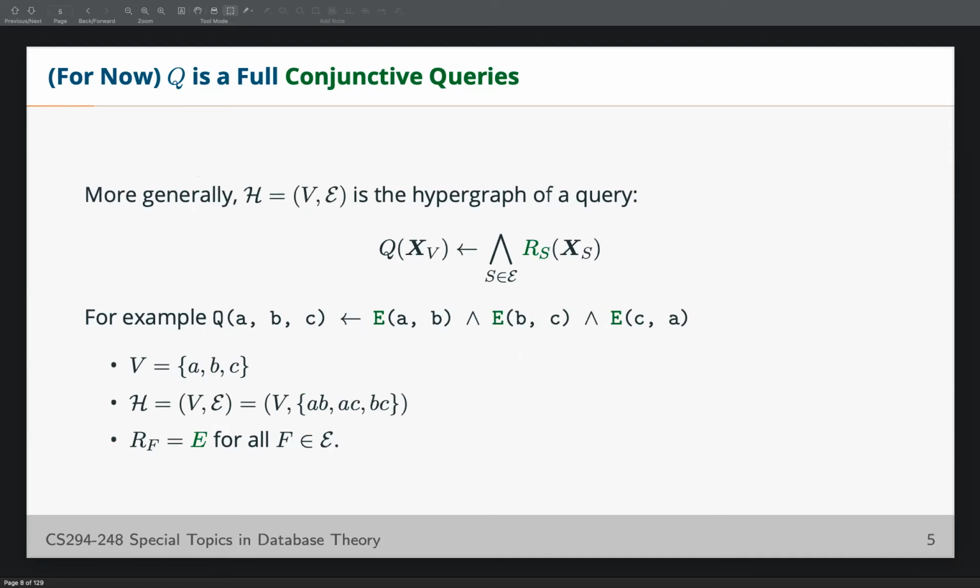Now more generally, we are going to model a full conjunctive query with a hypergraph, where there's an atom for every hyperedge in the graph, and the variables occurring in the atom are the variables indexed by the hyperedge. For example, in the triangle query, the hypergraph is just the triangle graph. There's an atom for every edge in the graph. So there's an edge AB, that means there's an atom whose variables are A and B, and similarly for the other edges. So that's called the hypergraph of the query.